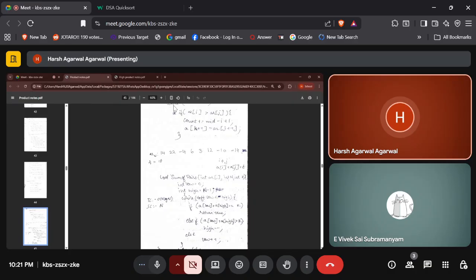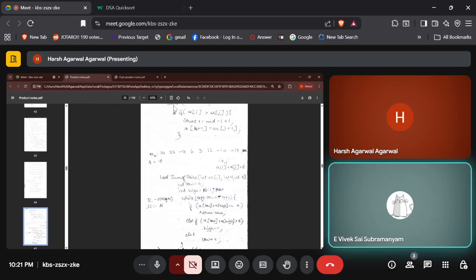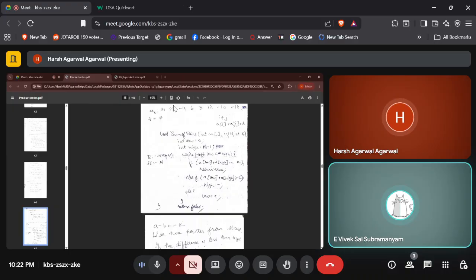So first, sorting takes n log n. Then doing the two-pointer procedure will take n again. So overall it will be n log n. We increase i whenever the sum is less, and decrease j whenever the sum is more. See, if a of low plus a of high is greater than k, we decrease high, else low plus plus. If it is equal, we return true. That's it.